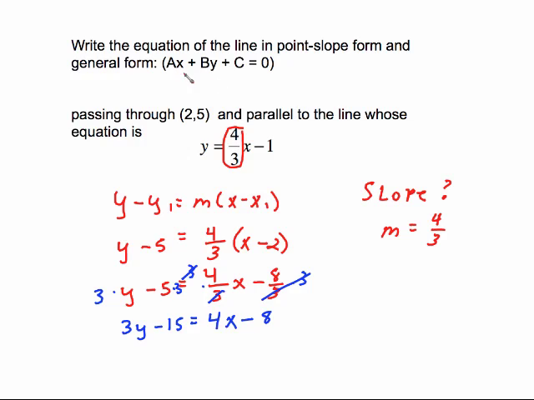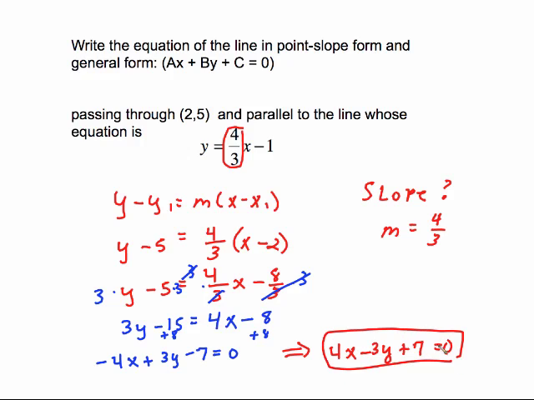And I'm still not there. I need everything piled up on one side equal to 0. So I will subtract 4x from both sides. I have negative 4x plus 3y. I will also add 8 to both sides, which gives me negative 7. The only other thing is that the rules require this to be a positive value. So if that's going to be positive, I must change all of these signs. So this is the same as 4x minus 3y plus 7 equals 0. And that is my general form.